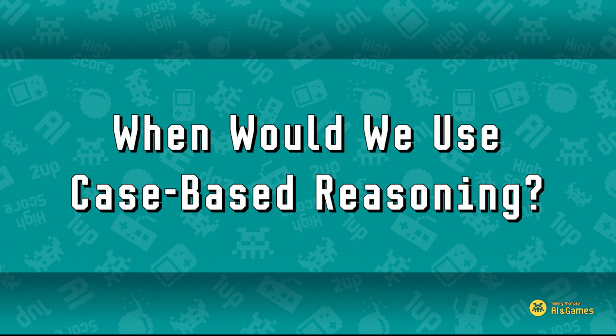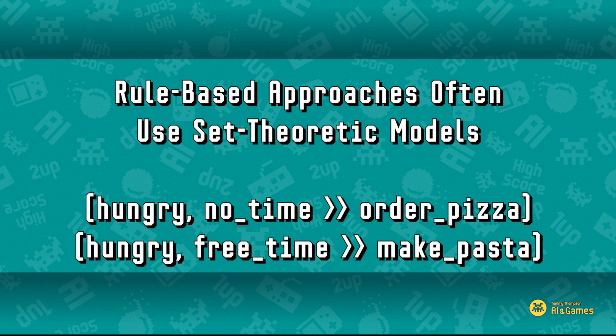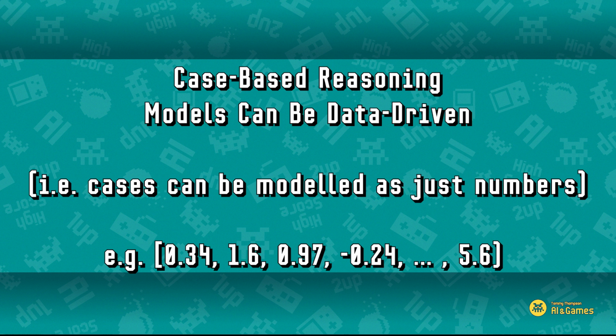In addition, expert systems typically have a domain model, where some high-level language is used to express data terminology in a set theoretic language. Case-based reasoning doesn't require data to be modelled in such a way and can be far more coarse and data-driven, ultimately being reduced to a bunch of numbers.